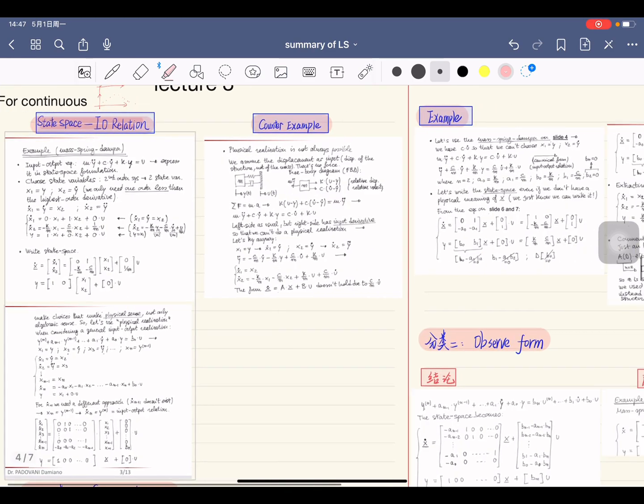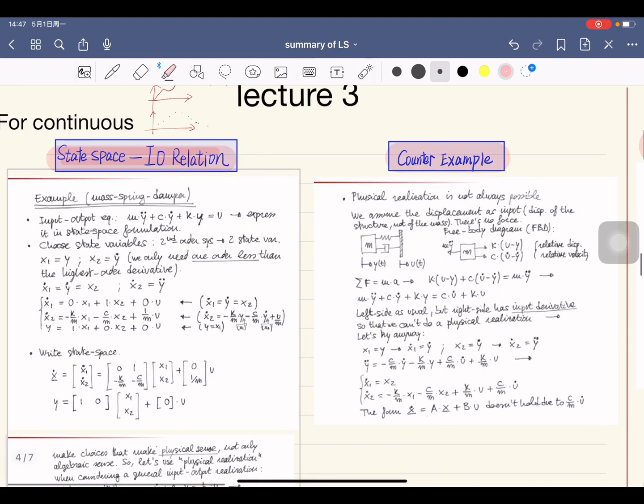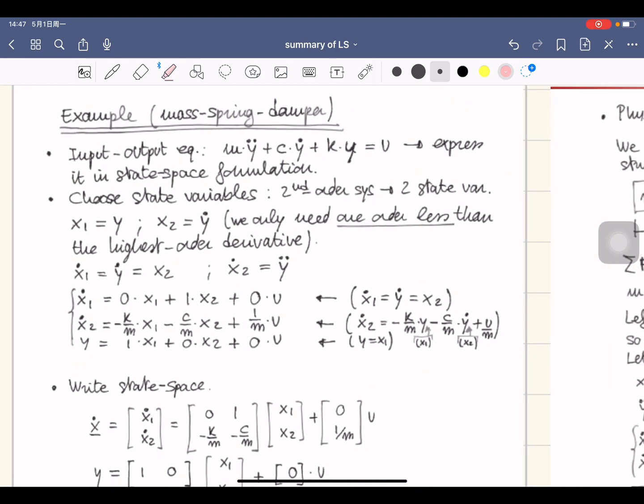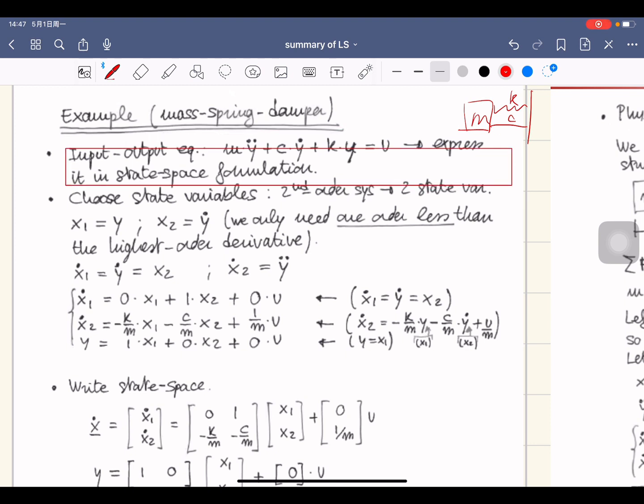So let's see lecture 3 for continuous systems, the state space and I/O relationships. First, for the whole lecture, we will always use the mass spring damper, because it is the most common system for us in our analysis. These systems include mass, spring, and damper coefficients. In dynamics, you may have learned the expression for the mass spring damper formula. After analyzing, we can get the simplest, most common formula, which is this one.